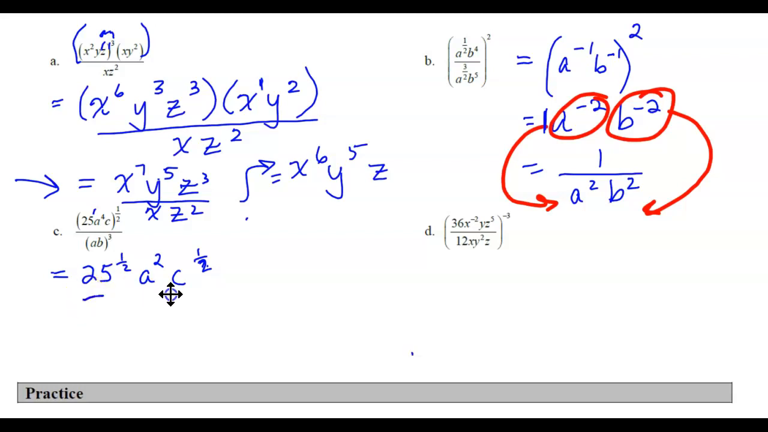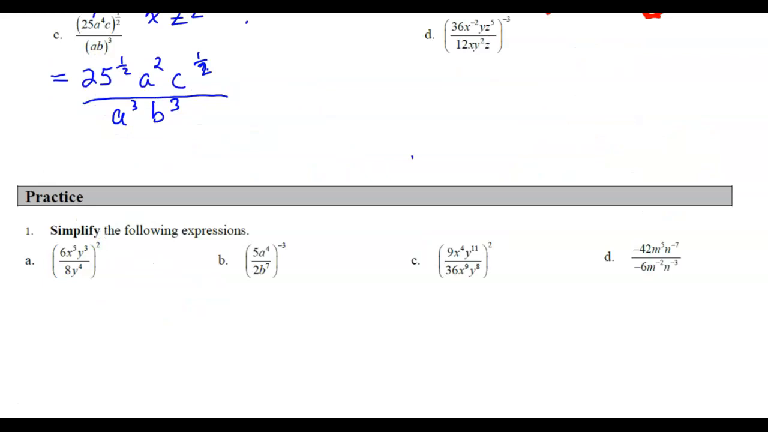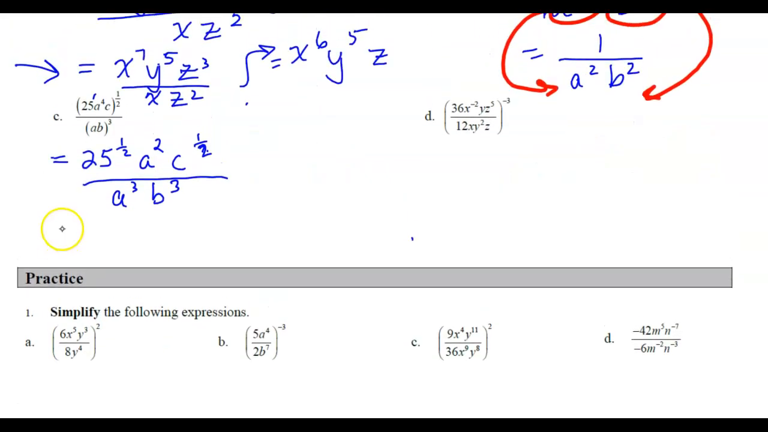Okay, that's the numerator. Then the denominator, don't forget about every factor there. That's a cubed, b cubed. Every factor gets raised to the exponent 3. Now we want to simplify any of the numbers that we can and obviously use our power laws.